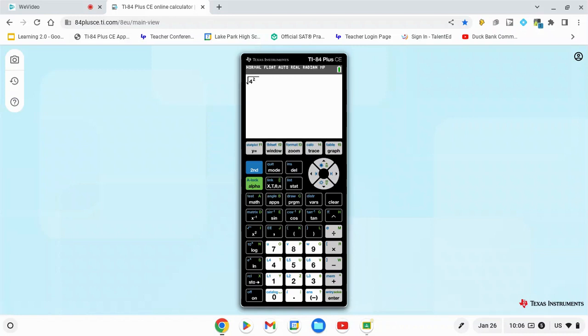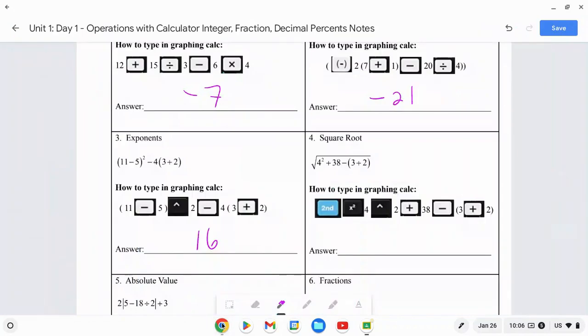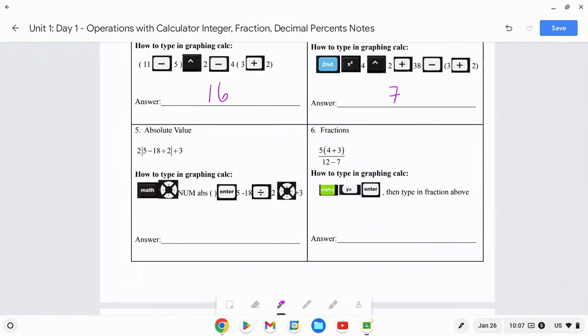And then next I have to type in plus 38 minus parenthesis 3 plus 2, close the parenthesis, and then hit equals. And I end up getting 7 as my final answer. So I'm going to go back to my notes and put 7 as that final answer.